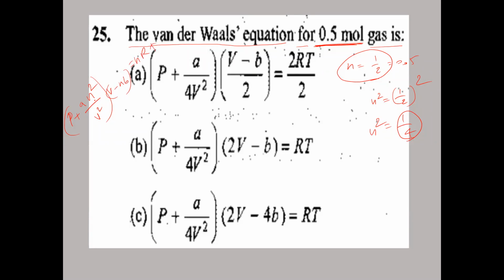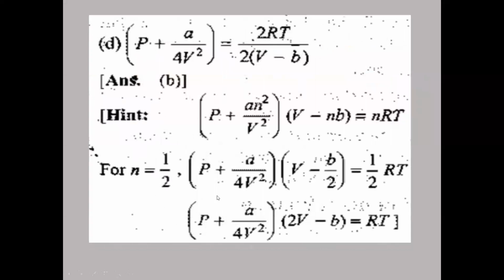In this real gas equation, wherever n is there, we write 1 by 2. So in place of n we write 1 by 2, and in place of n square we write 1 by 2 whole square, 1 by 4. So like this we have to take it. Now what is the equation? P plus a n square by V square into V minus nb is equal to nRT. Here n is 1 by 2, half mole. So P plus a into n square, now n square means 1 by 4, so P plus a by 4V square into V minus nb.